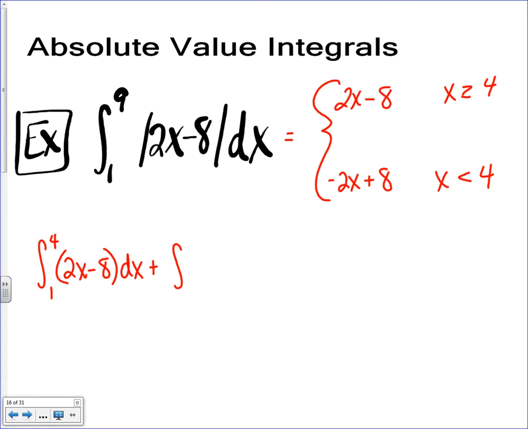And then we're going to go from, excuse me, that is not the positive piece. That should be the negative piece in there. Then we're going to go from 4 up to 9. And that's what my integral looks like. Let's go ahead and do our antiderivatives next.